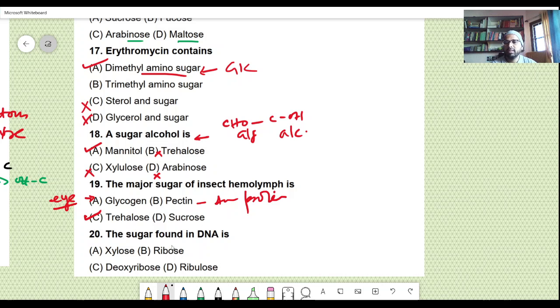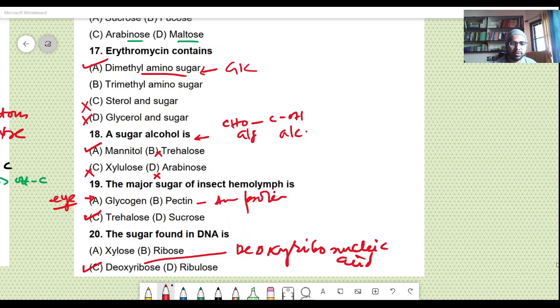Then the sugar found in DNA is of course deoxyribose, because that is how you call the deoxyribonucleic acid. Xylose, ribose and ribulose are all sugars. So deoxyribose is also a sugar, and it is found in DNA. RNA is ribonucleic acid, and DNA is deoxyribonucleic acid.